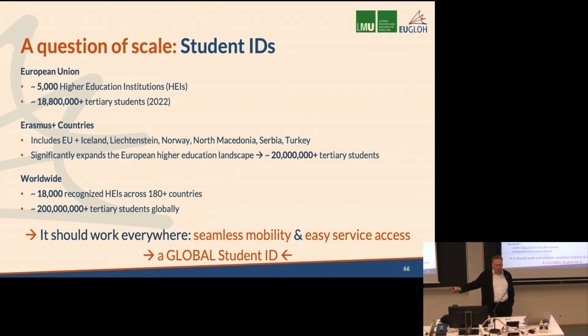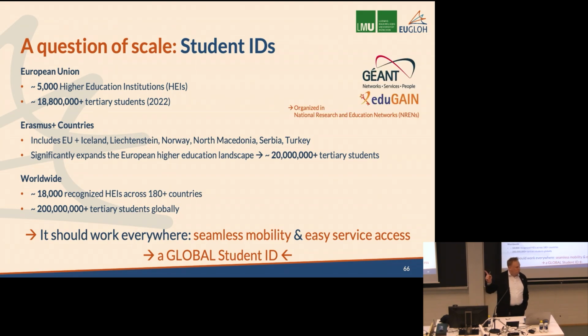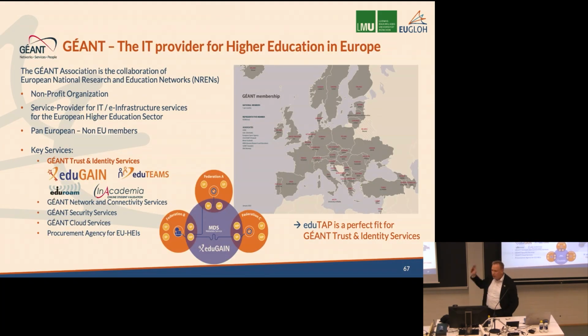That would make student mobility seamless. So we have one partner that works for it, and that's GÉANT with eduGAIN. And they have the National Research and Education Networks below them. So they have a slot for that, the trust and identity services. And eduTAP is a perfect fit into that section.